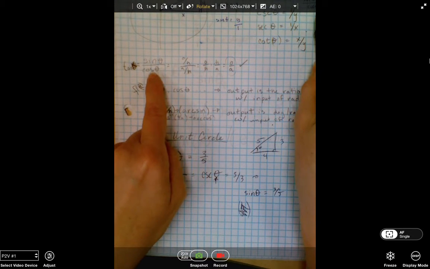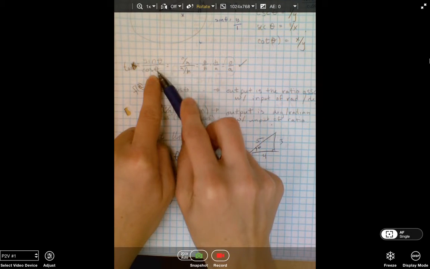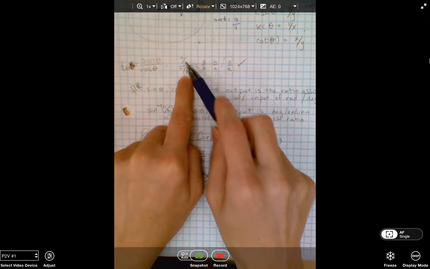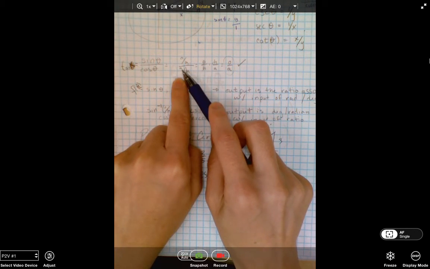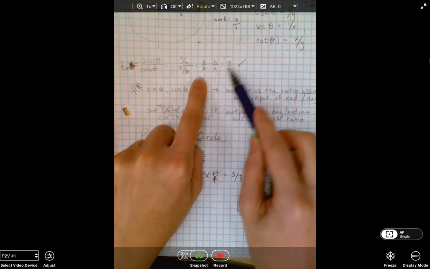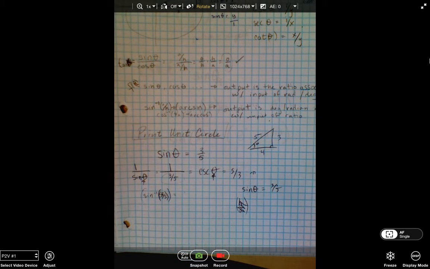So there's that verification, that tangent of theta equals sine of theta over cosine of theta. You can also see that O over H over O over A over H can simplify to O over A, which would be what we expected for this kind of function.